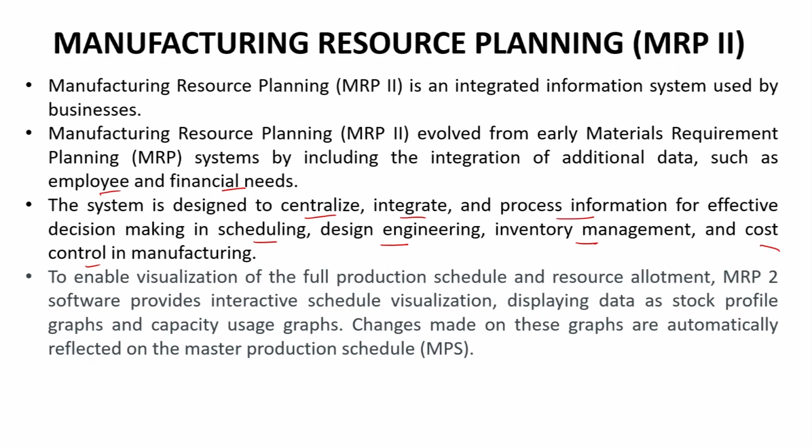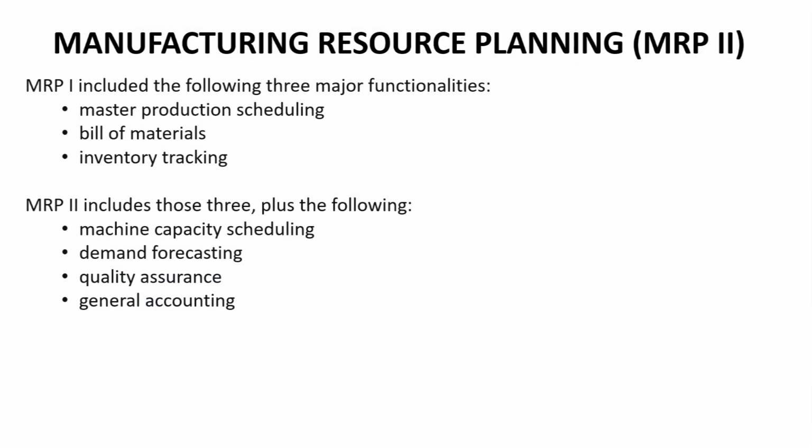MRP2 software provides interactive schedule visualization, displaying data as stock profile graphs and capacity usage graphs. Changes made on these graphs are automatically reflected on the master production schedule. So, very good management information system. MRP has master production scheduling, bill of material and inventory tracking. MRP2 also needs information about machine capacities, demand forecasting, quality assurance and general accounting. These features are also included in MRP2.